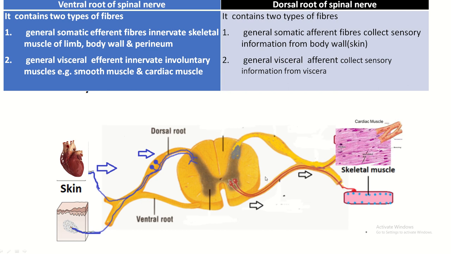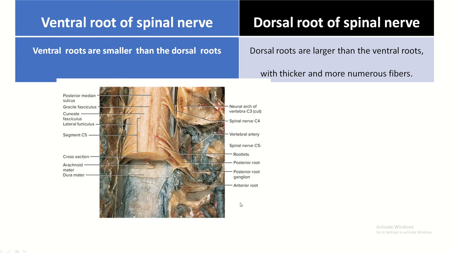The ventral root also carries two functional components: the general somatic efferent, which innervates skeletal muscle, and general visceral efferent, which innervates involuntary muscle, smooth muscle or cardiac muscle. The ventral root is smaller than the dorsal root.